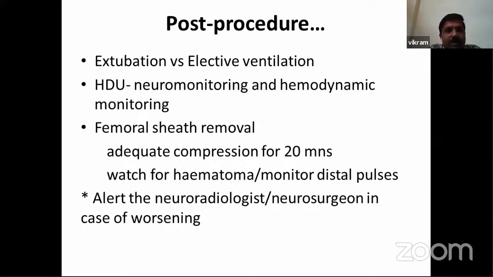You have to be careful, give adequate compression for 20 to 30 minutes, watch for hematoma, and monitor distal pulses. Close GCS monitoring and neuromonitoring is very important. If there is any worsening, like a drop in GCS, a new onset of neurological deficits, or anisocoria, you have to alert the neuroradiologists and neurosurgeons, and further steps have to be taken.